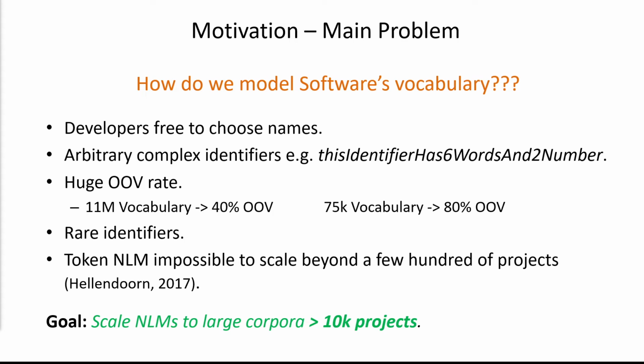Another problem is, what do we do to handle rare identifiers? It was also shown before by researchers that a huge token language model would be impossible to scale beyond a few hundred projects. So our goal here is to be able to scale this on larger corpora, like more than tens of thousands of projects.